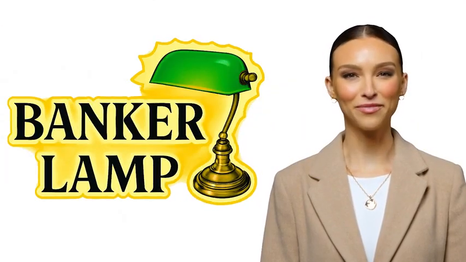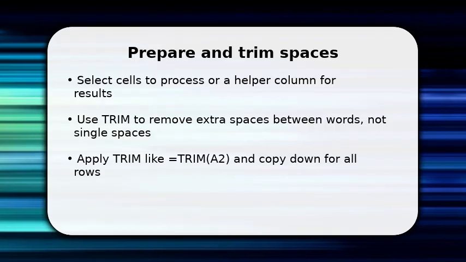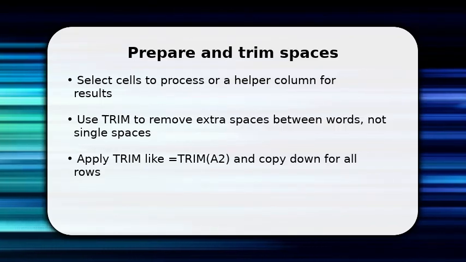You start by selecting the range or inserting a helper column to keep originals safe. Enter =TRIM(A2) and press enter. This removes leading, trailing, and excess internal spaces. Once done, drag the fill handle or double-click it to apply the formula to every row. Make sure to check a few samples.